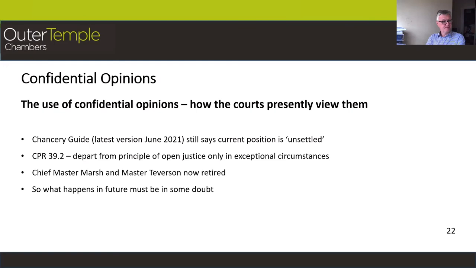CPR 39.2, this is my hopefully fairly accurate paraphrasing, but the principle of open justice is the default, and you depart from it only in exceptional circumstances. The cases, certainly most if not all of the cases post 2016 that have used the confidential opinion procedure without any problem, were judgments of Chief Master Marsh and Master Teverson, who were, certainly in the case of Chief Master Marsh, pretty keen on this process. So it seems to me what is going to happen in future must be in some doubt.